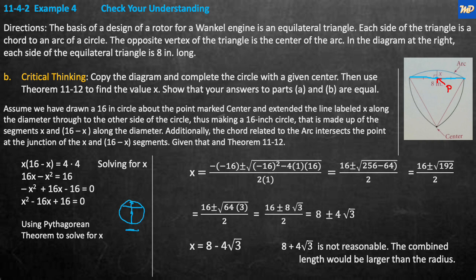And if you look at that answer, it's going to be the same. 8 minus 4 square roots of 3 is about 1.1. So they're the same. They're equal. Okay?